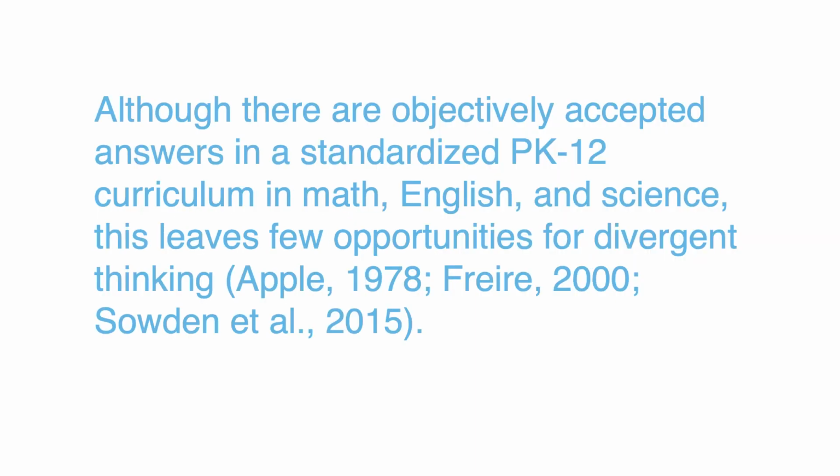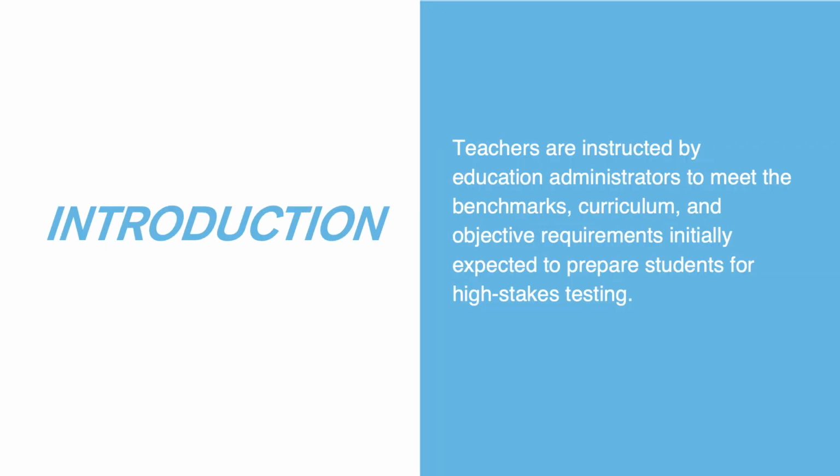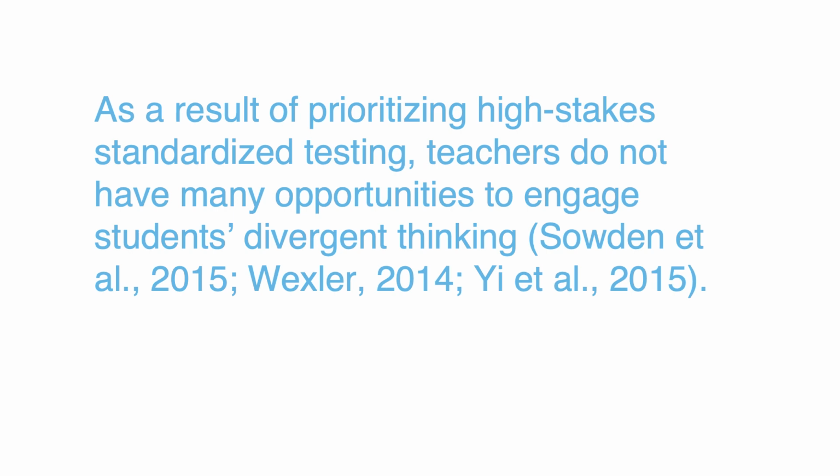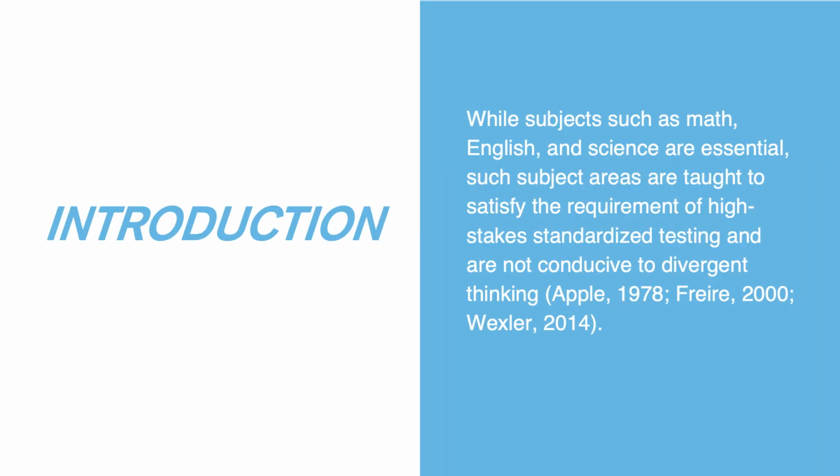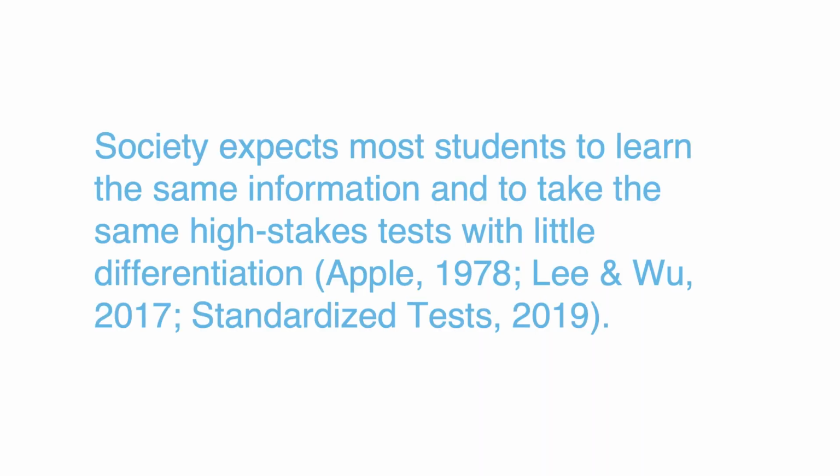Although there are objectively accepted answers in standardized pre-K-12 curriculum in math, English, and science, this leaves few opportunities for divergent thinking. Teachers are instructed by education administrators to meet the benchmarks, curriculum, and objective requirements initially expected to prepare students for high-stakes testing. As a result of prioritizing high-stakes standardized testing, teachers do not have many opportunities to engage students' divergent thinking. While subjects such as math, English, and science are essential, sub-subject areas are taught to satisfy the requirement of high-stakes standardized testing and are not conducive to divergent thinking. Society expects most students to learn the same information and to take the same high-stakes test with little differentiation.